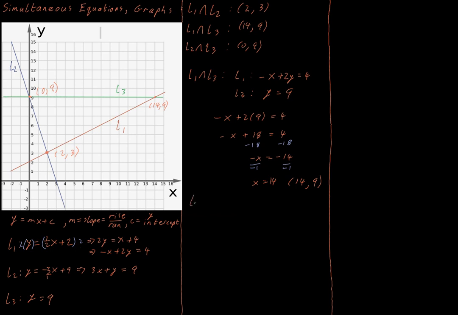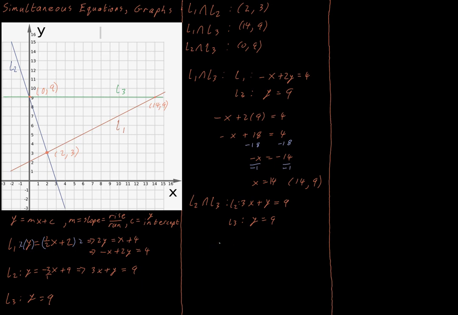Let's do L2 intersection L3, because again, that's the other quick one to do. We write down our equations. So L2 is 3x plus y is equal to 9. That's L2. And L3 is just y is equal to 9. And again, this time we have one of our equations is just y equals 9. So we know y equals 9.